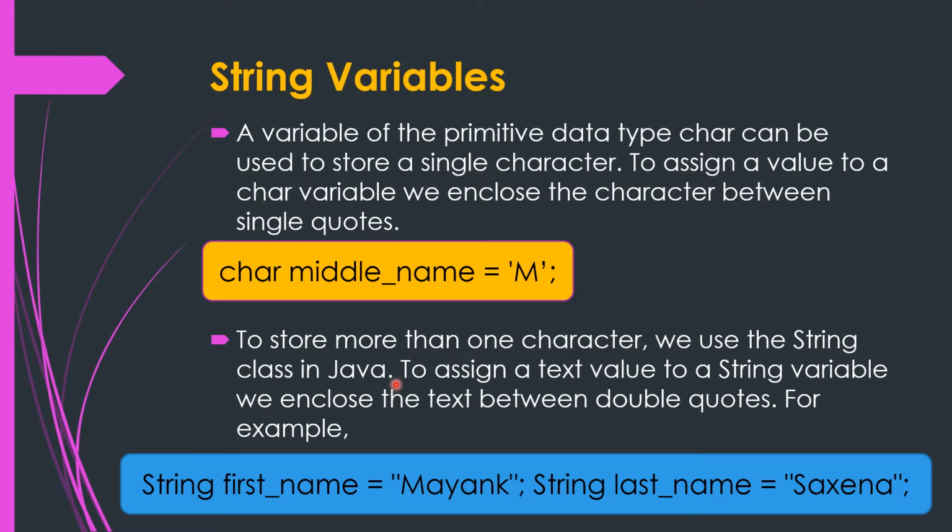To store more than one character, we use the String class in Java. Sometimes we want to store more than one character, so for that purpose we use the String class. To assign a text value to a string variable, we enclose the text between double quotes. This is the main difference between a char variable and a string variable: the value of a char variable is stored in single quotes and the value of a string variable is stored in double quotes.